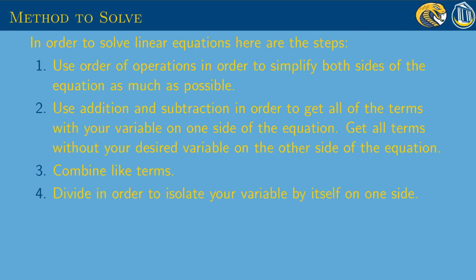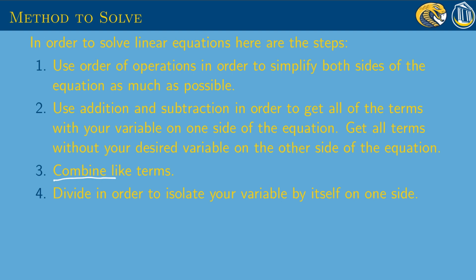In order to solve a linear equation, we're going to pretty much do the same steps each time. First, we want to simplify both the left and right side of the equation as much as possible, getting rid of things like parentheses. Next, we want to add or subtract all the terms that have our variable to put them on one side of the equation, and all the terms that don't have a variable to put them on the other side of the equation. This is called collecting like terms or combining like terms.